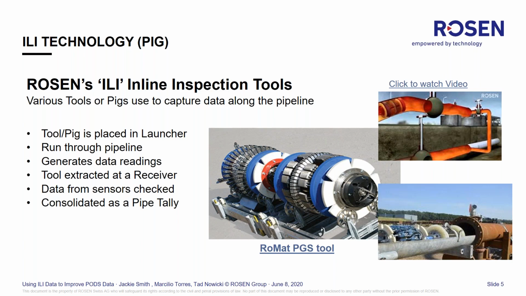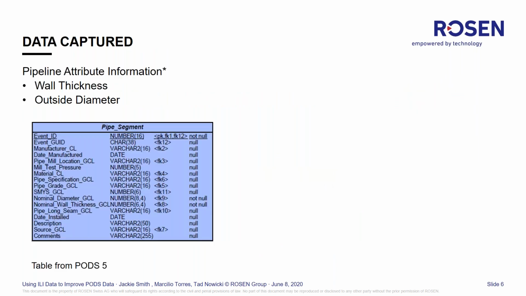Basically, the tool is placed in a launcher. Launcher and receiver you'll recognize from PODS terminology. Those are stored in the PODS data model. You run that through the pipeline. It generates a ton of data readings stored on the actual tool itself. And that tool is extracted at a receiver, and data from the sensors is checked. And then what's resulting is a pipe tally, which is a consolidated information provided by the in-house team at Rosen that evaluates the raw ILI data feeds. So the data is captured, and this can be put into your pipe attribute information in your PODS model.